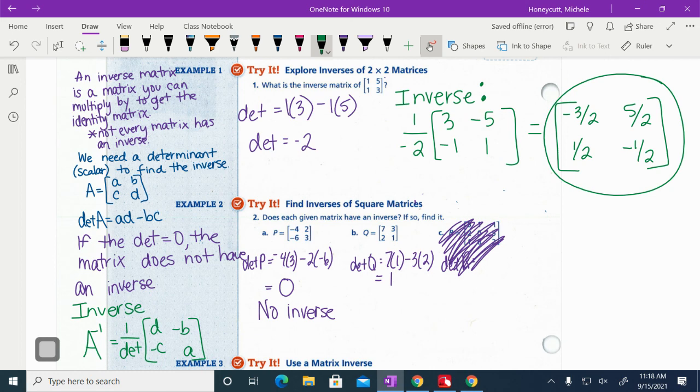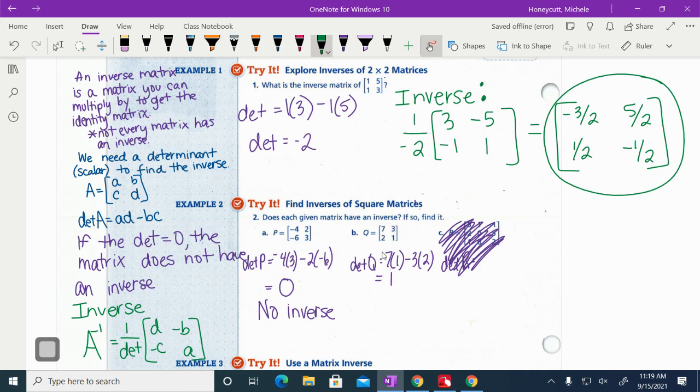Can we just write decimals? So we can do decimals and fractions. So you want to do negative 1.5 instead of negative 3/2? Yeah, that's fine. I guess it depends on what the question's asking for. If it asks for fractions, then do fractions. All right, see if you can find the inverse of matrix 2B.